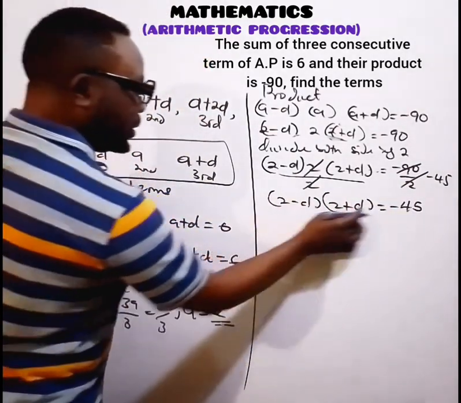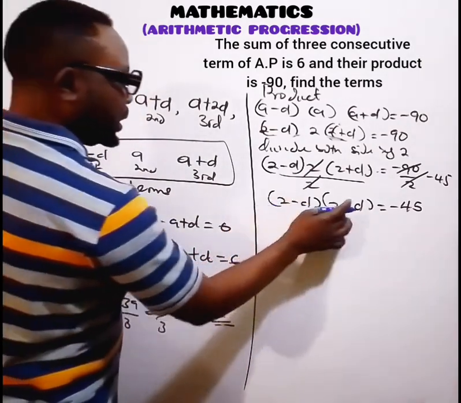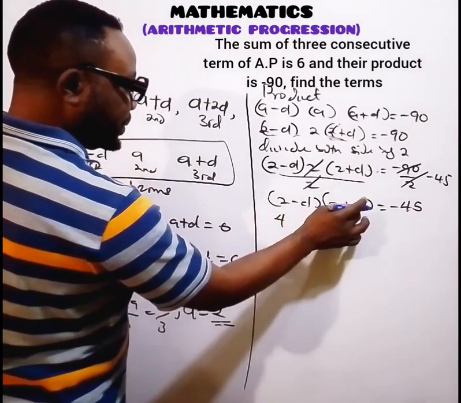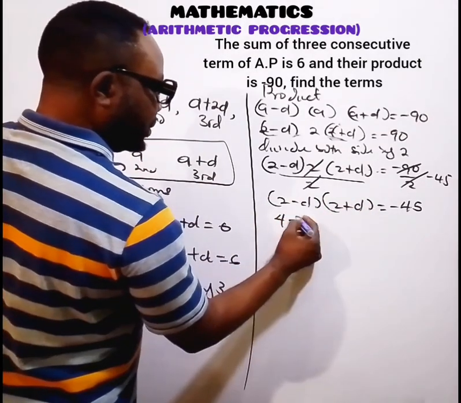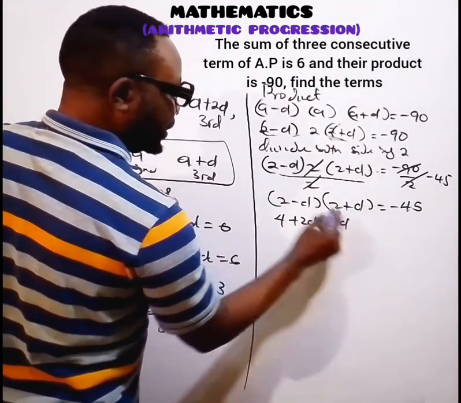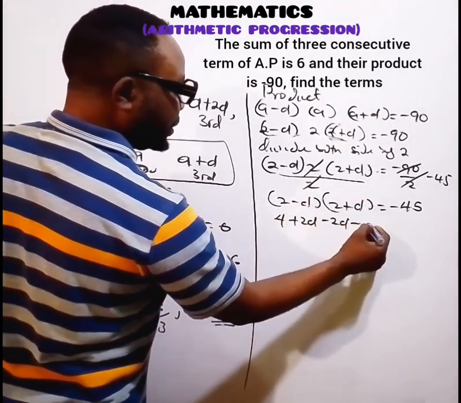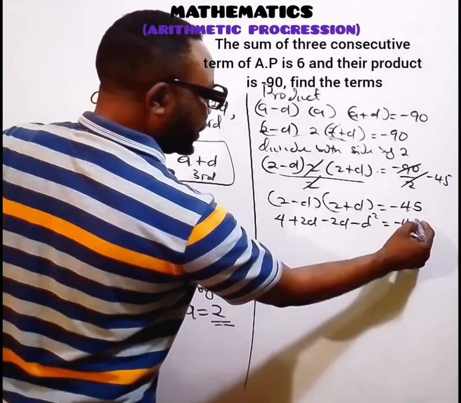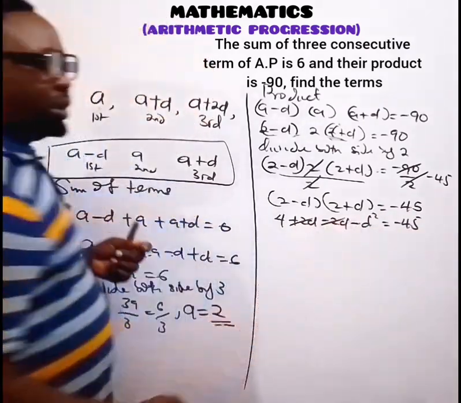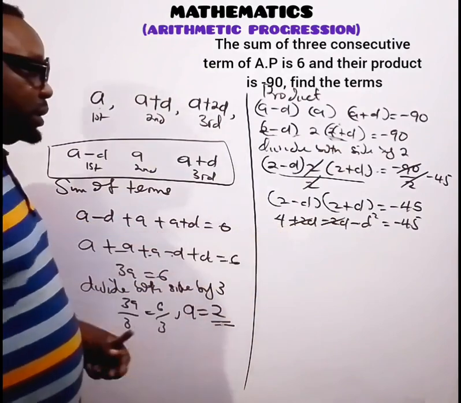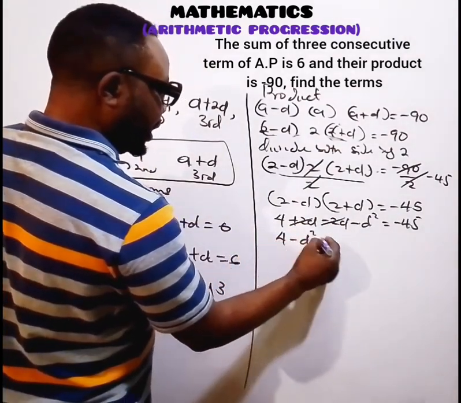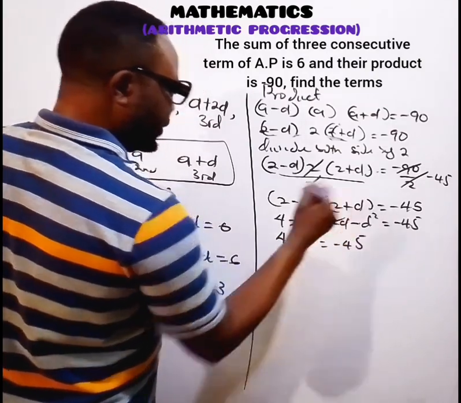Now, let's open up this bracket. 2 times 2 is 4. 2 times plus D is plus 2D, minus D times 2 is minus 2D, minus D times plus D is minus D squared, is equal to minus 45. Plus 2D minus 2D, we cancel one another out. We are having 4 minus D squared is equal to minus 45.